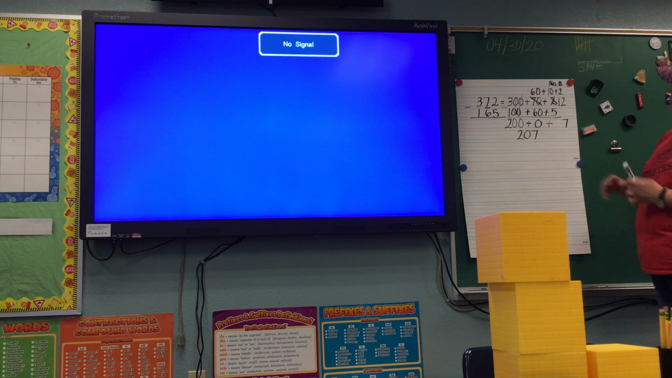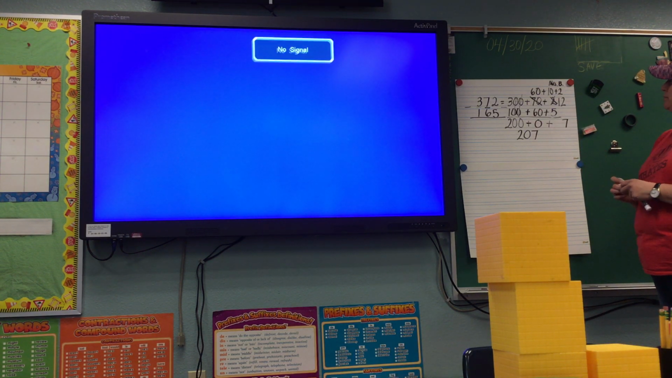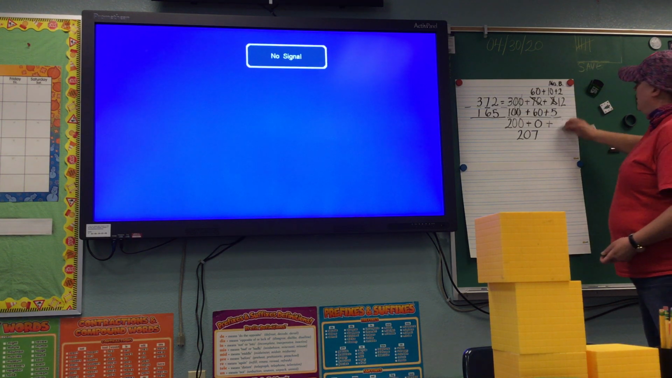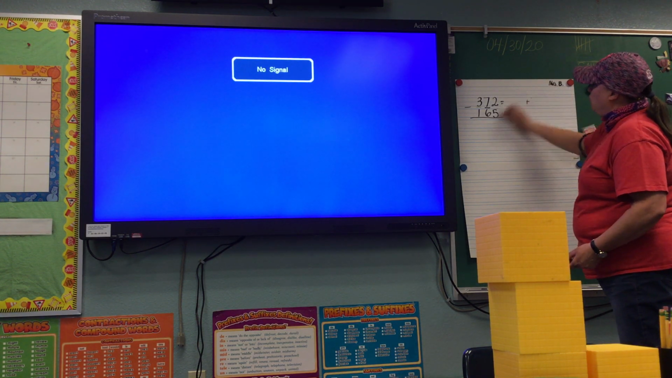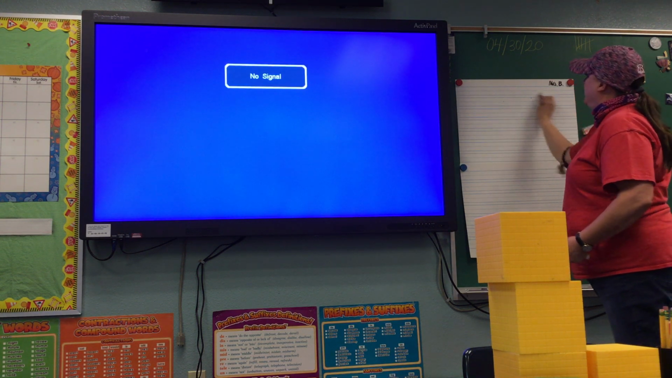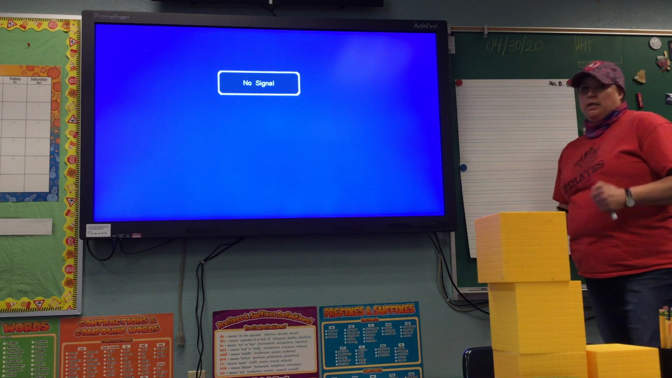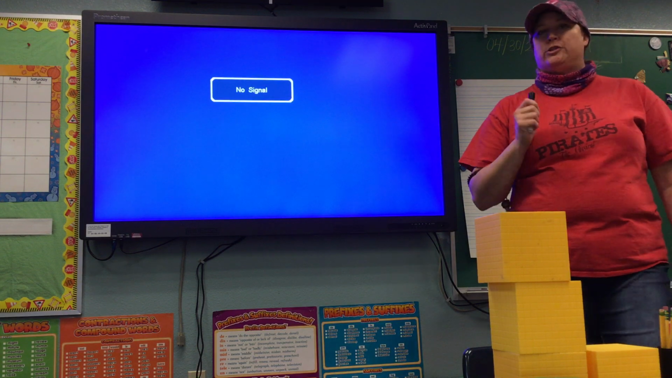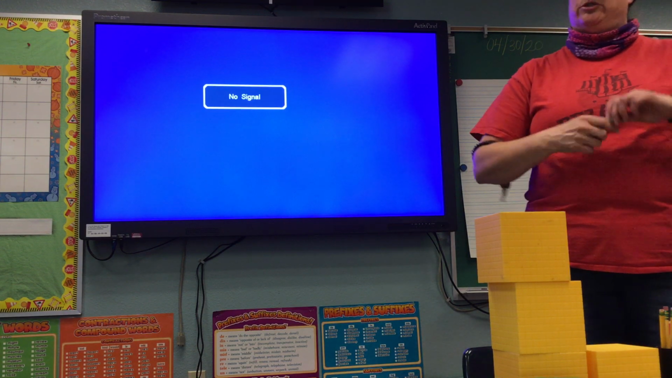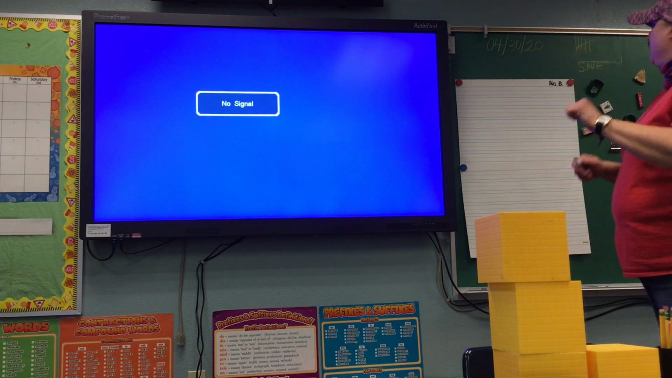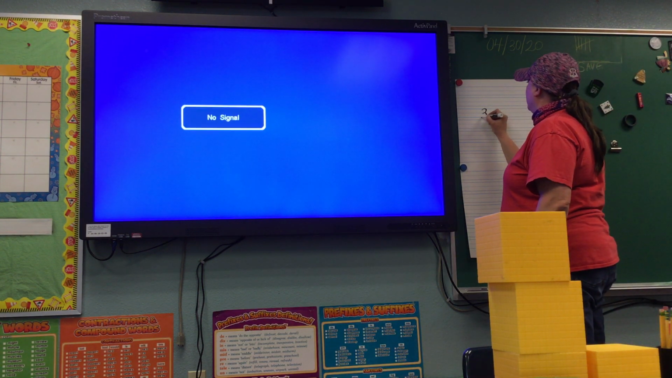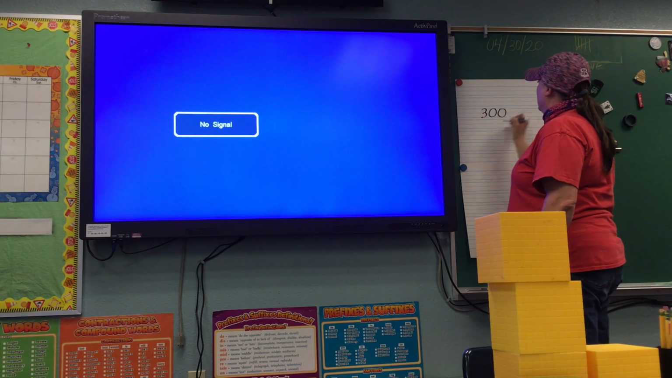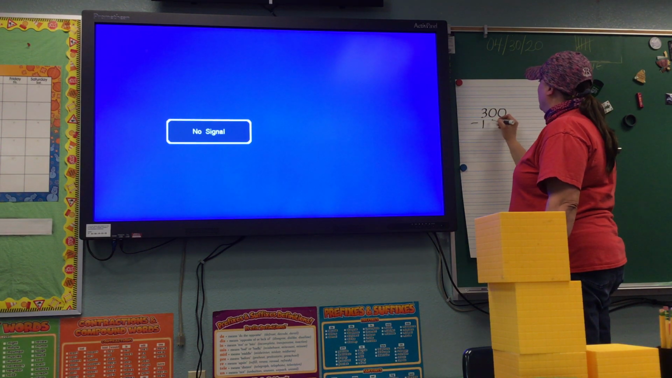Okay, so here's another way that you could look at this problem to make it easier for you. All right, now, ladies and gentlemen, what I am going to do is go ahead and move on, and I am going to talk about what you're going to do if you have zeros in your subtraction. Okay, I'm going to start with the number here. I'm going to say we have 300 take away 162.